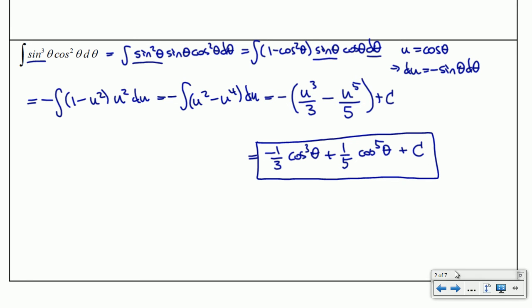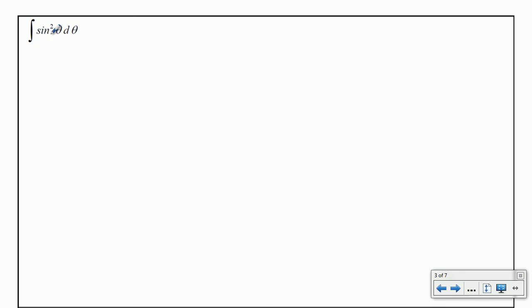So let's try a few more. So sine squared theta, we could try 1 minus cos squared theta, d theta. But the obvious choice here for substituting would be cos theta, and du being negative sine theta d theta is a bit of a problem because we don't see any sine theta d theta in this integral. So it looks like we should try something else. We might have some luck using the identity that we introduced earlier.